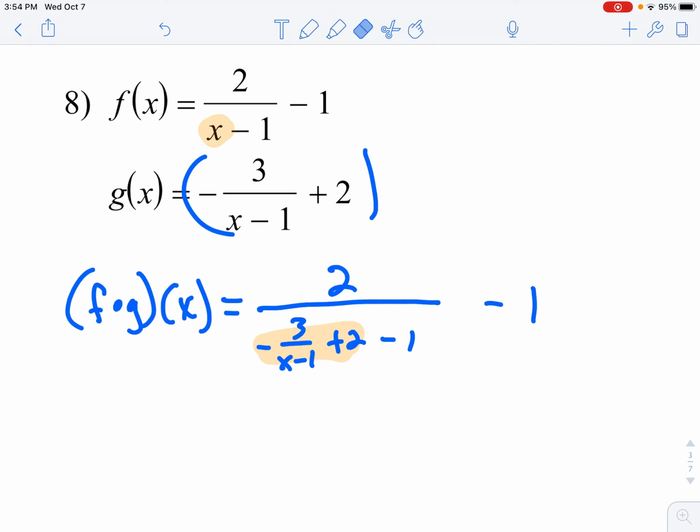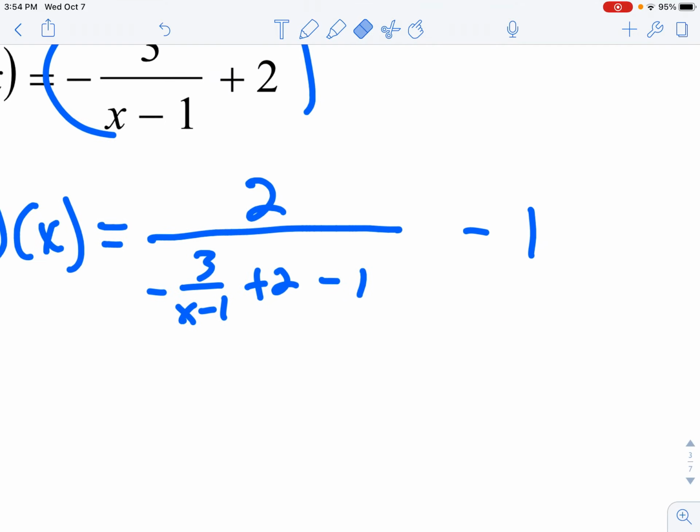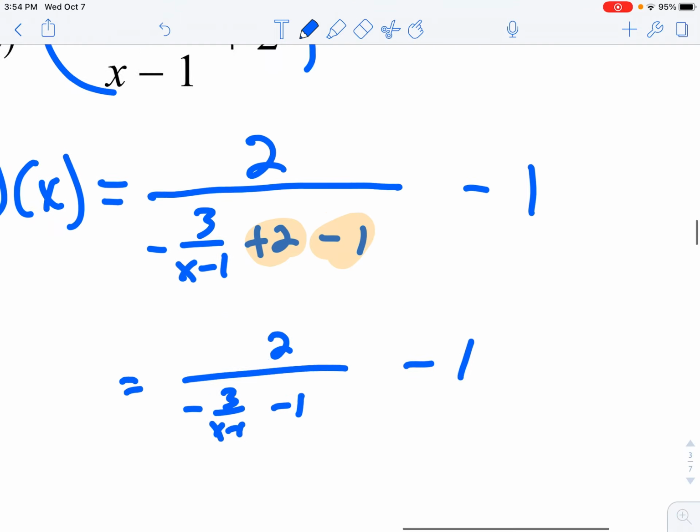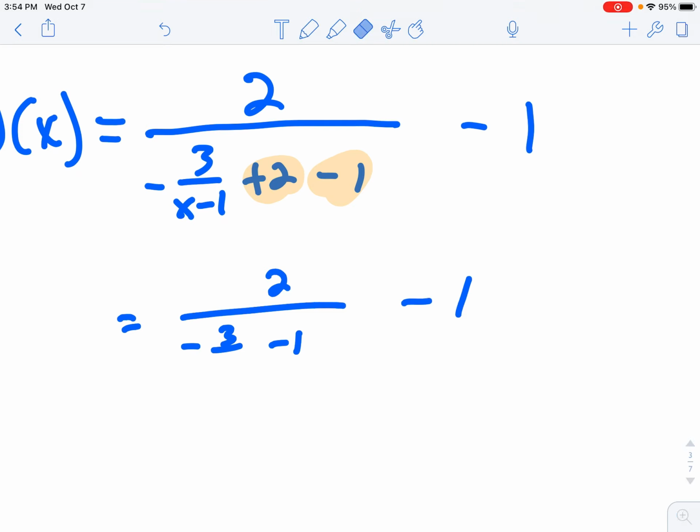Okay, this looks like simplifying might be a challenge. So what can I do? I can combine plus 2 minus 1. That's 2 over negative 3 over x minus 1 minus 1 minus 1. Okay. I'm going to write that a little neater. Now we have a complex fraction. If you remember how to work with a complex fraction, you need to multiply by whatever the denominator is. So I'm going to multiply by x minus 1 over x minus 1.